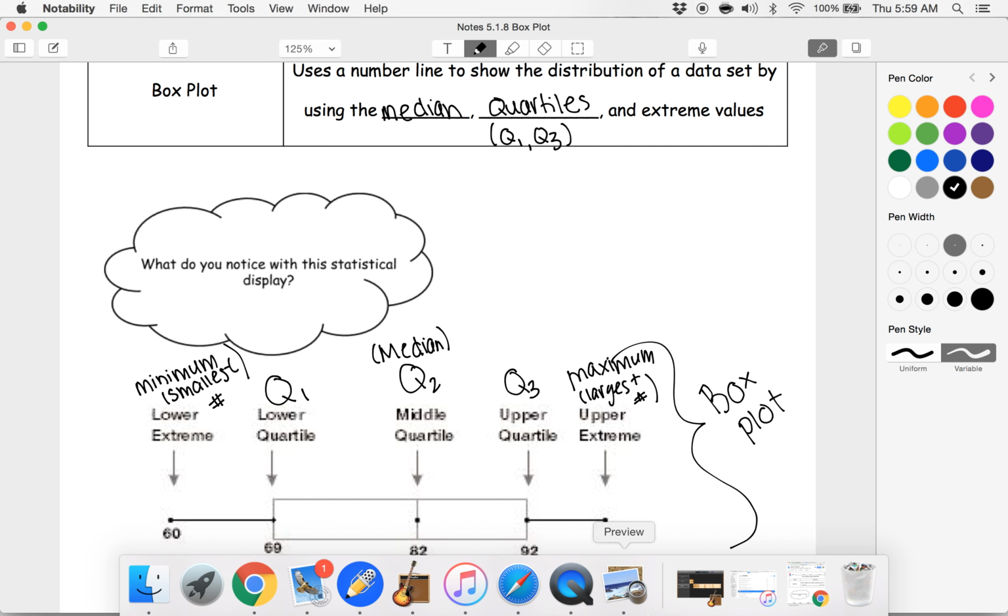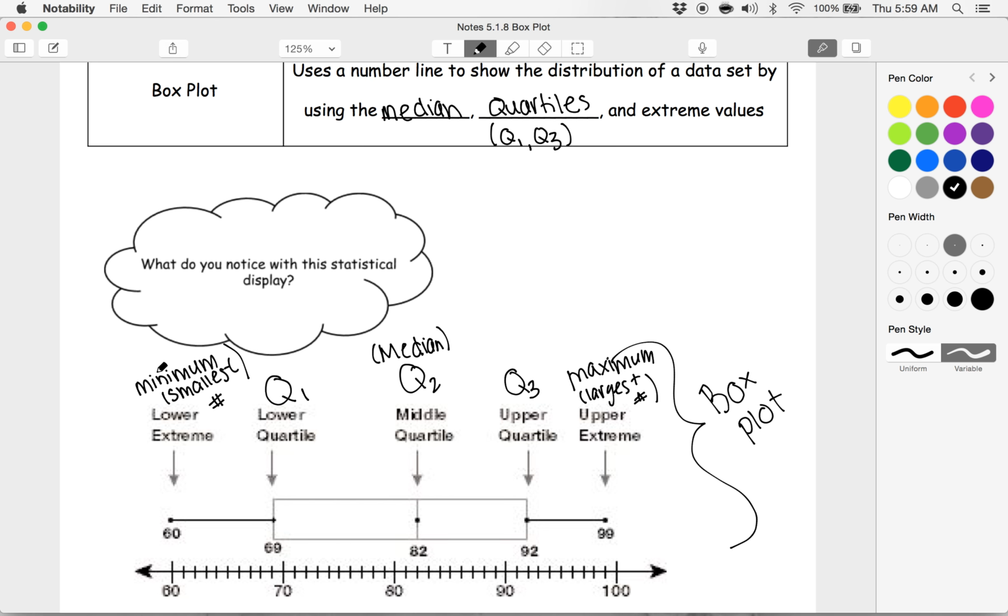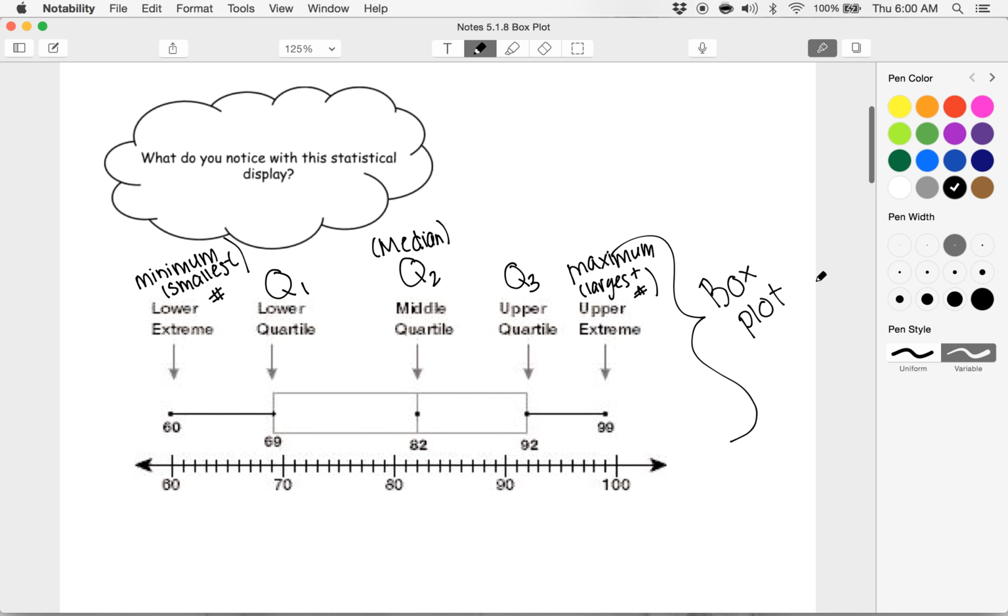So again, when we're talking about a box plot, what we're going to be doing is finding the smallest number in our list, quartile 1, the median, also known as quartile 2, quartile 3, and our maximum value in our list. So let's just jump on into it and see what we can do with an example. So we're going to scroll down.